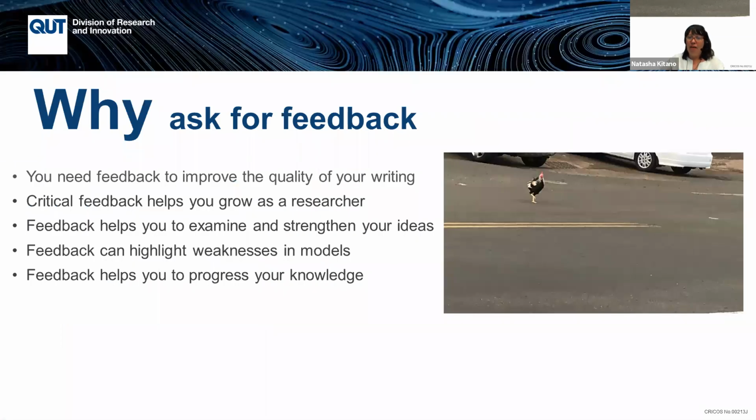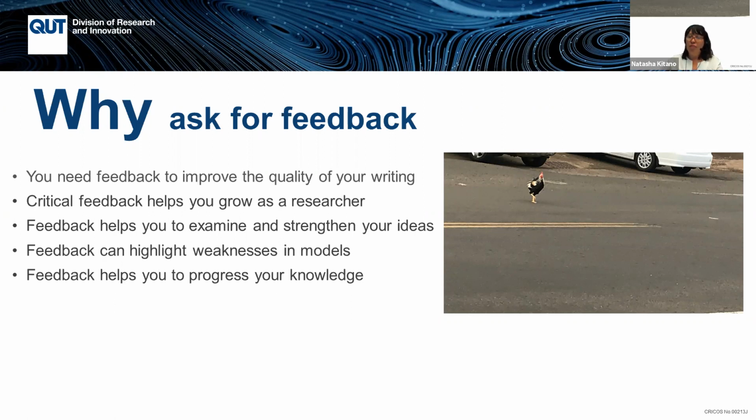Okay, so I hope you like my little choice of picture here. In English, we say, why did the chicken cross the road? So I've chosen this image for the why. Why do we ask for feedback? Well, the reasons we ask for feedback is you need that feedback to improve the quality of your writing. You need critical feedback, because it helps you grow as a researcher. It also helps you to examine and strengthen your ideas, okay? So there's all these positive reasons why we need it. It can also highlight weaknesses in any model that you have, and it helps you to progress your knowledge, okay? Even if the feedback is harsh, these are the reasons that we ask for it.